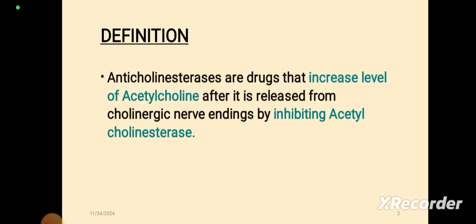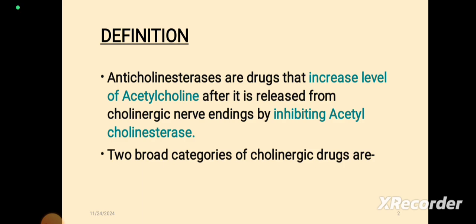So, what do you understand by anticholinesterase drugs? What is the definition of anticholinesterase? It is a topic in the subject of pharmacology. Anticholinesterases are drugs that increase the level of acetylcholine after it is released from cholinergic nerve endings by inhibiting acetylcholinesterase.